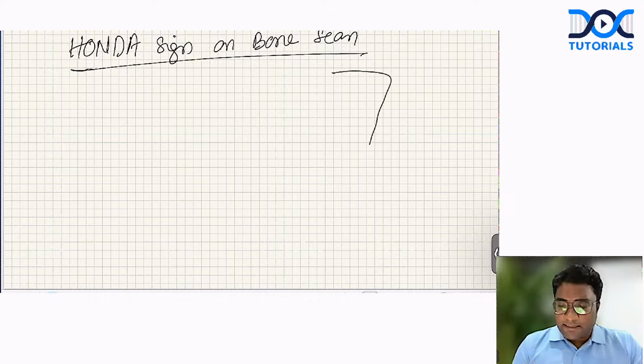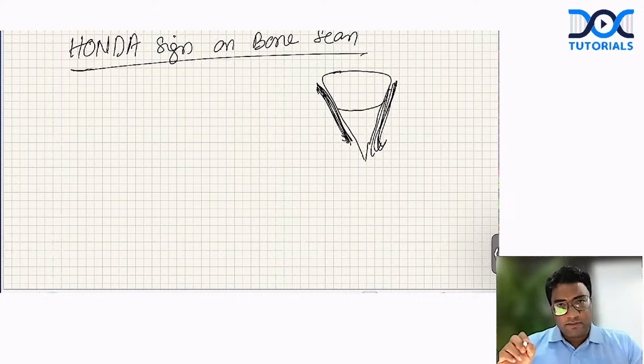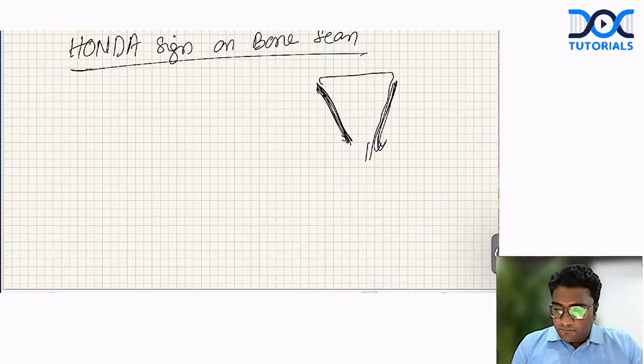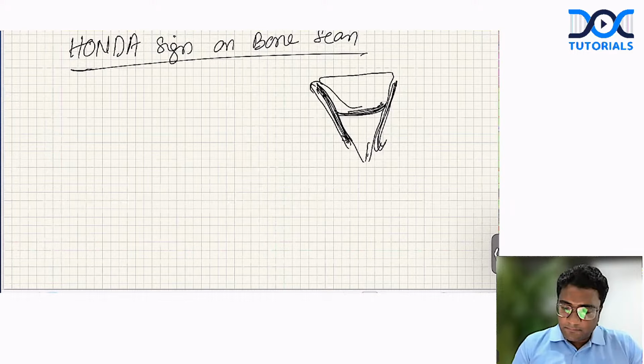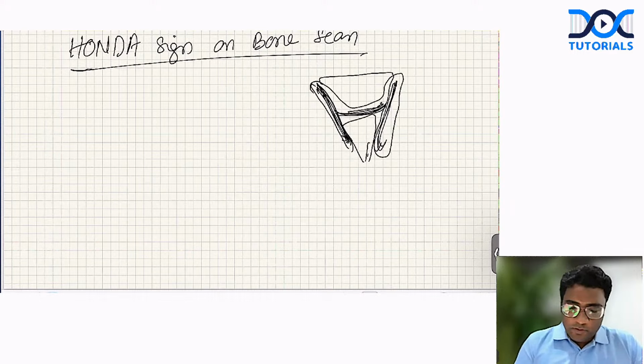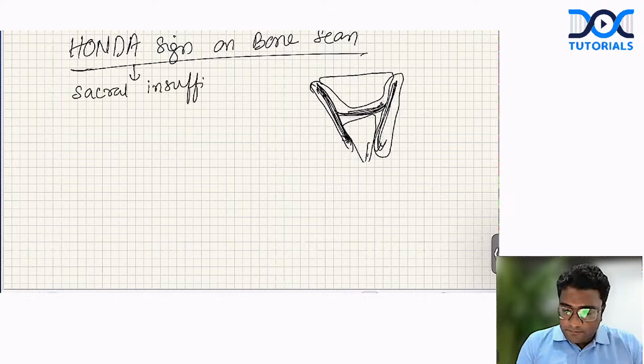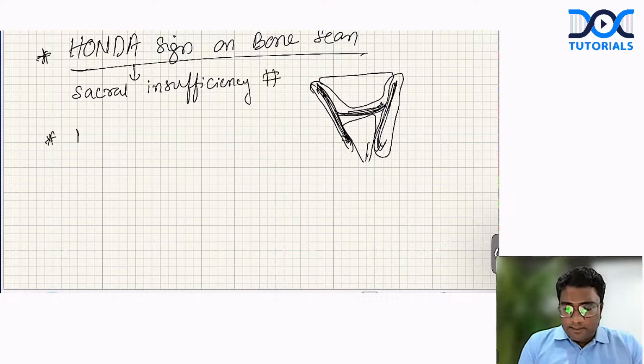Whenever you have a sacral insufficiency fracture: in the sacral ala you normally see normal uptake on bone scan. But when we have a sacral insufficiency fracture, an osteoporotic fracture of the sacrum, you see tracer uptake in this area. This whole appearance gives us the symbol of the Honda car, right? So this is the Honda sign. Honda sign on bone scan is sacral insufficiency fracture.